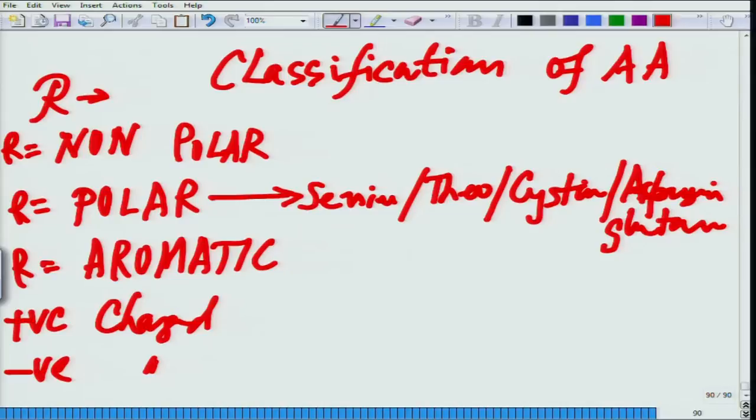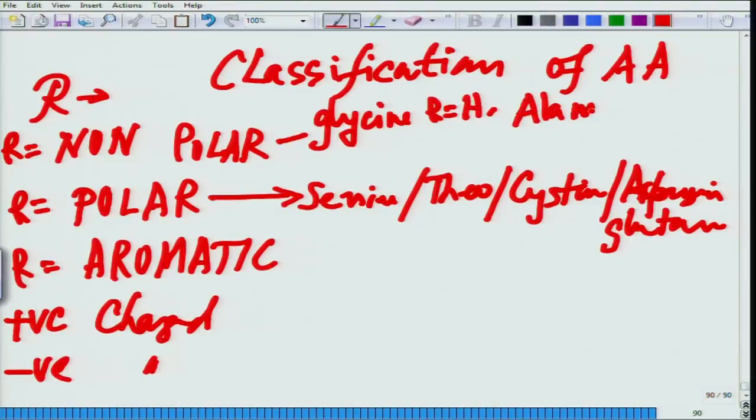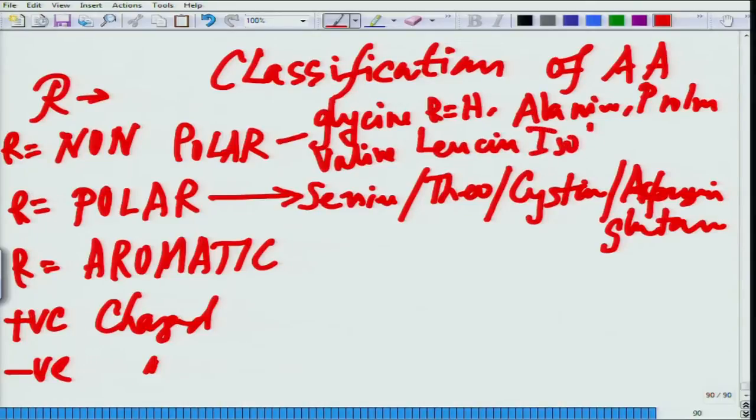And among the nonpolar, you have glycine, which is the simplest amino acid, where R is equal to H. Glycine, alanine, proline, valine, leucine, isoleucine, and methionine. Among the aromatic amino acids, which have an aromatic group, you have phenylalanine, tyrosine, and tryptophan.